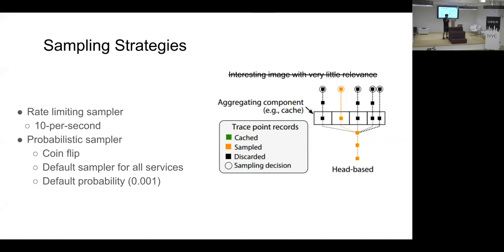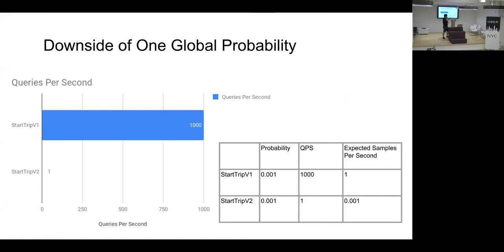Next up we have the probabilistic sampler. As the name implies, this one is based on probability. This is the default sampler that Jaeger uses. Every service is assigned a global default probability of 1 in 1,000. So what this means is that for every 1,000 requests you make, you expect there to be at least one sampled trace, mathematically speaking.